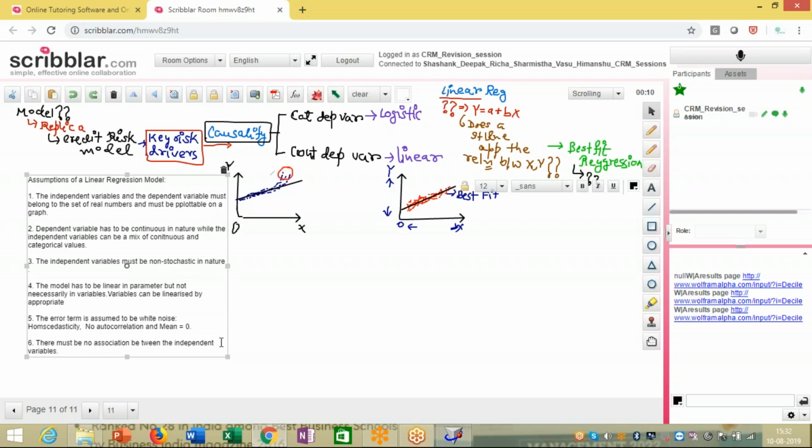Because if a model becomes non-linear in terms of parameters, then that model always remains parameter non-linear and cannot be linearized. Now the next question is that the model has to be linear in parameters, but not necessarily in the variables. If the variables are non-linear, then you can use certain transformations, like log or rank plots, and you just get your transformed variables.